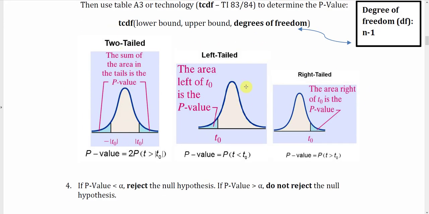So there are three cases. For the two tails, we find the area of one tail and double it to find the sum of the areas in the tails for the p-value. For the left tail, we just focus on the left area, and for the right tail, we focus on the right area. If the p-value is less than alpha, we reject the null hypothesis. If the p-value is greater than alpha, we do not reject the null hypothesis.